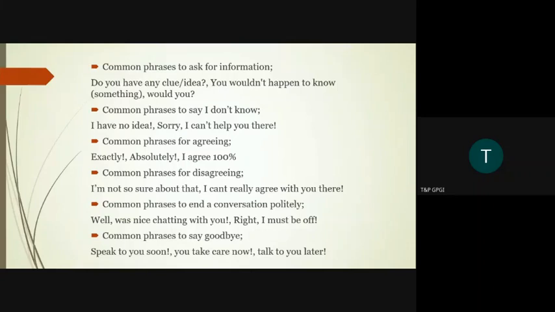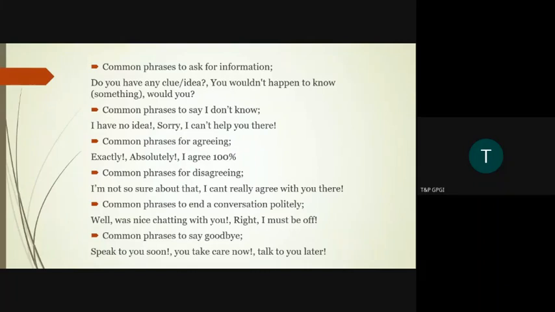You're collecting some information over here. Do you have any clue? Do you have any idea? Those are interchangeable. Clues, ideas, they are interchangeable. So, for example, do you have any clue where the supermarket is? It's like you are asking for information by using a phrase. Or, do you have any idea about the homework that we have got today?